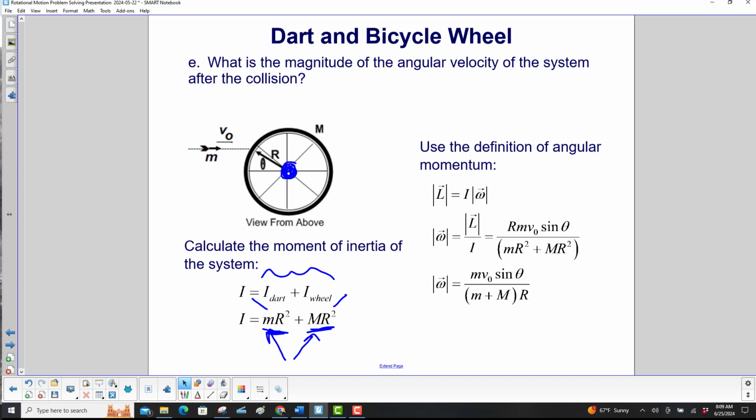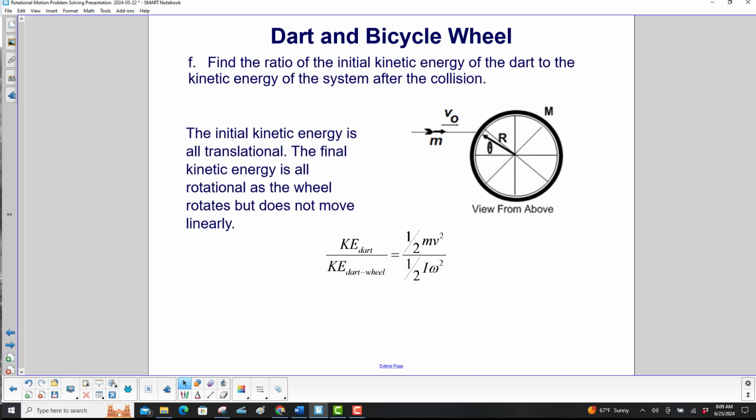Now use the definition of angular momentum. L is I omega. Solve for omega. Substitute in what we've calculated on the previous slide for the angular momentum. Here's our moment of inertia, and our answer is this. And one more caution, do not confuse lowercase m with uppercase M.